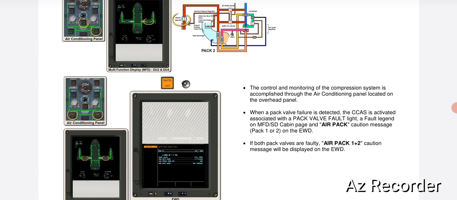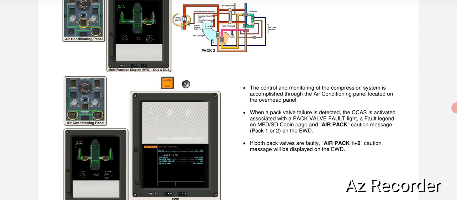A signal is sent to the EEC, that is electronic engine control, to decrease fuel slightly to prevent ITT increase. ITT is turbine inlet temperature. To avoid that, we will slightly decrease the fuel to the engine.